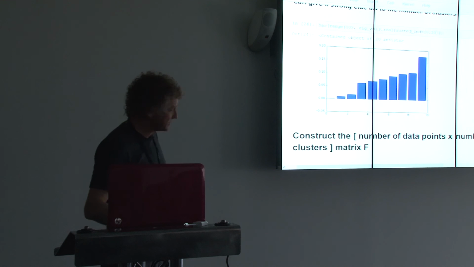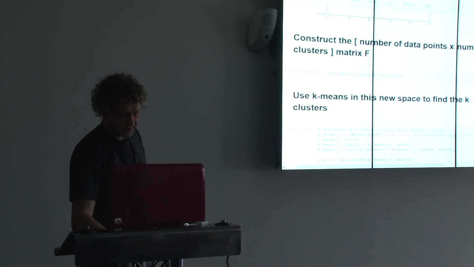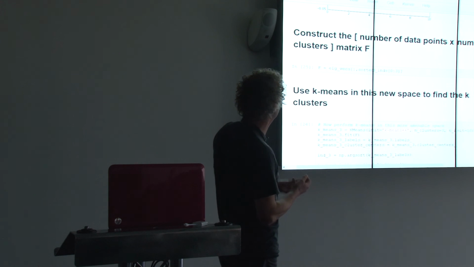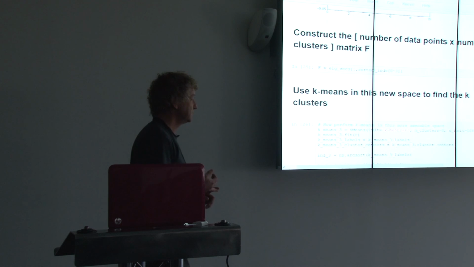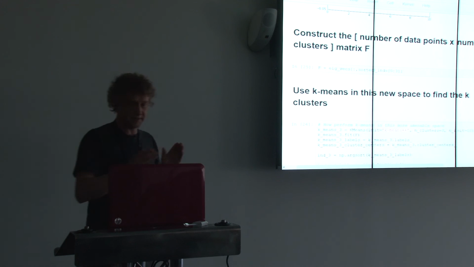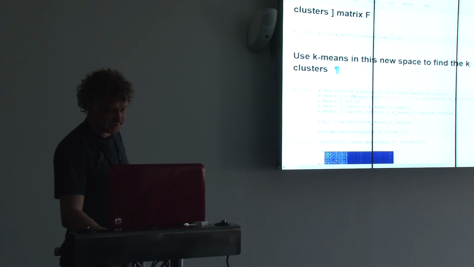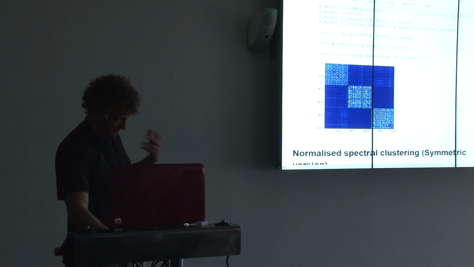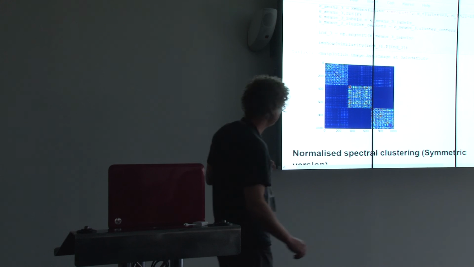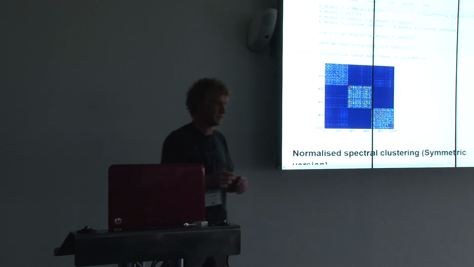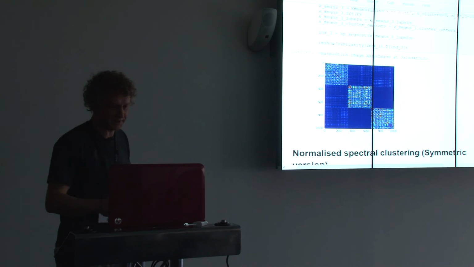So from this, we construct a new set of data, which is the number of data points by the number of clusters that we're looking for. So in this instance, we're looking for 3 clusters. So we get a 1,000 by 3 set of data. And then we can just perform k-means clustering in this new 3-dimensional space. And I'm just plotting the similarity matrix again to show the output, with the class labels being determined by the k-means clustering in this easier space to work in.